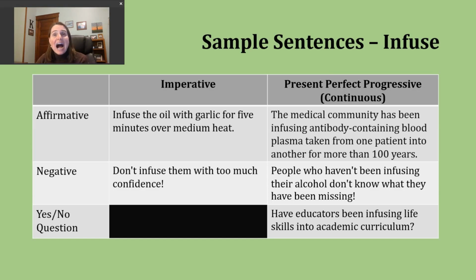If our subject is I, you, we, or they, then in the affirmative, our verb looks like this: have, the participle been, B-E-E-N, and then the ing form of the verb. But if our subject is he, she, or it, we'll use has been, and then the ing form of the verb. Let's take a look at an example sentence.